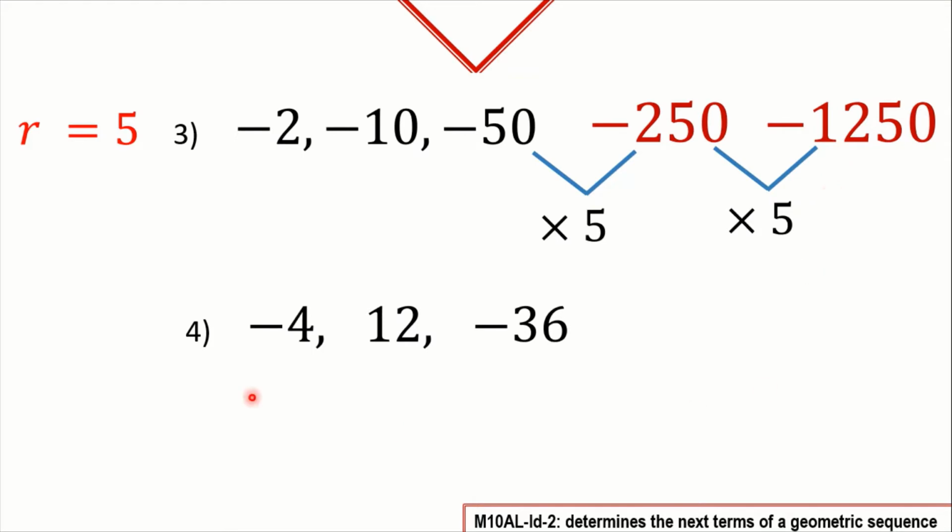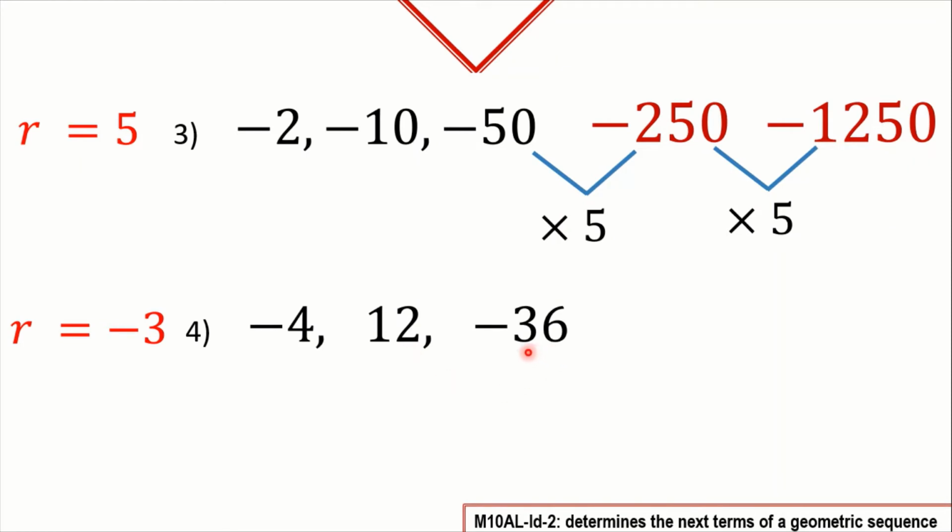Example number 4. -4, 12, and -36. So, napag-aralan din natin na nakaraang module, no? Given that the sequence is geometric, kapag alternating ang signs ng mga terms, therefore, the common ratio is negative. Now, to check, second term divided by first term, 12 divided by -4 is -3. Ganon din naman, ang -36 divided by 12 is -3. So, the common ratio is -3.